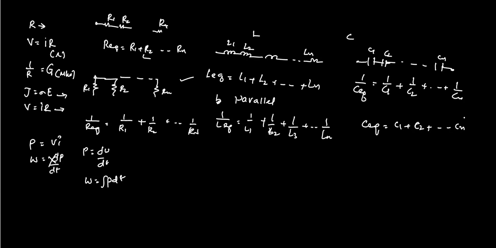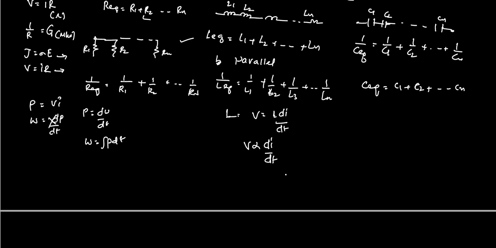Next, for inductance, in questions we get asked what the relation is. V equal to L into di by dt. This is Ohm's law relation for inductance, that is, V is proportional to di by dt. Another relation is I equal to 1 by L integral V dt.